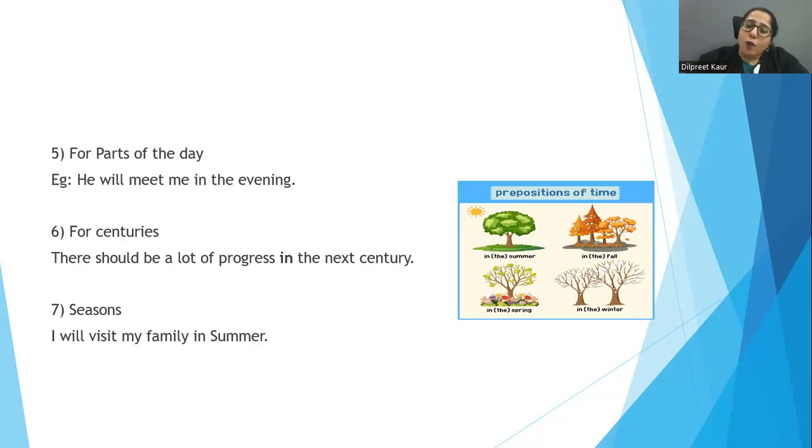ठीक है? For centuries, century होता है period of 100 years, right? So there should be a lot of progress in the next century, right? आने वाली century में बहुत progress देखा जाएगा. Seasons. I will visit my family in summer. ठीक है, तो seasons के लिए जैसे summer, winter, spring, है ना, उनके लिए भी हम इनका use करते हैं.